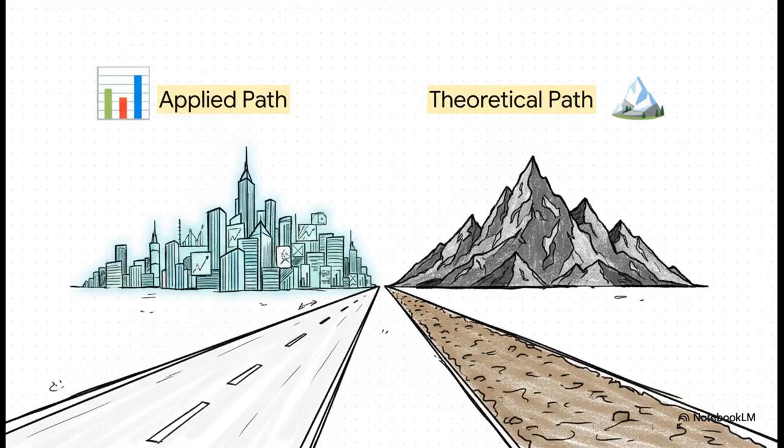The applied path, which is a great path, by the way, takes you towards mastering linear models with books like Kuttner. But the theoretical path, the one we're following today, that one leads up a much steeper mountain. It goes through some heavy-duty analysis to get to that true, measure-theoretic understanding of probability. This is the path for the future researcher.